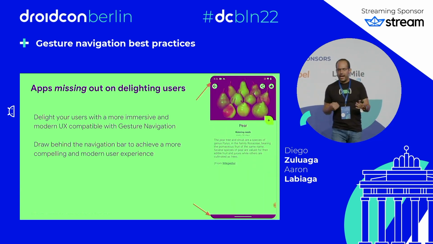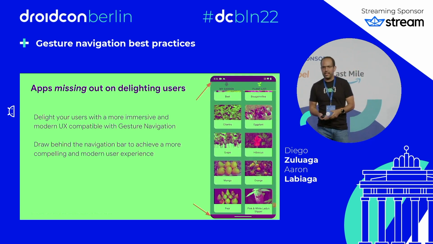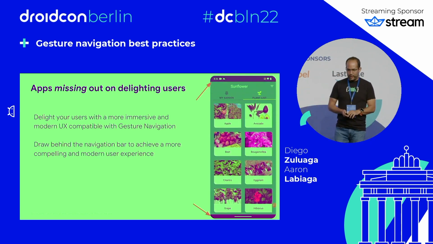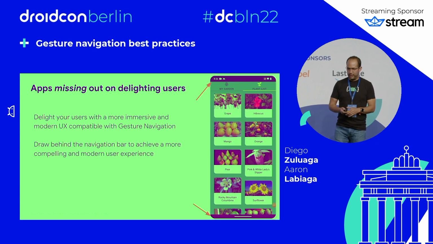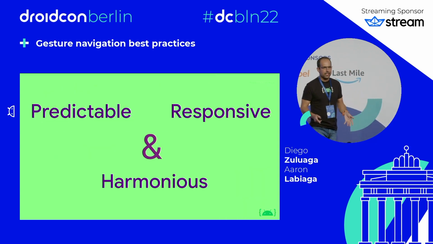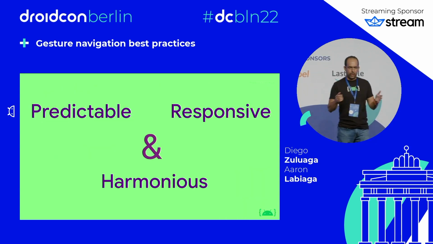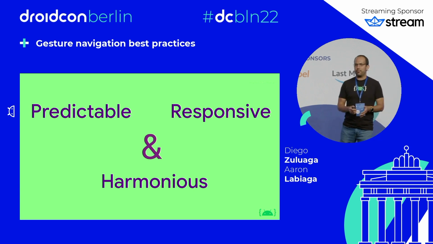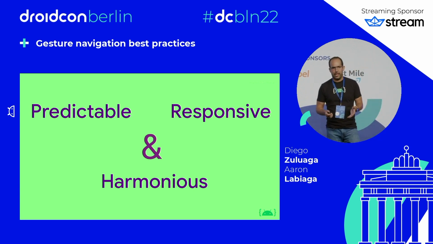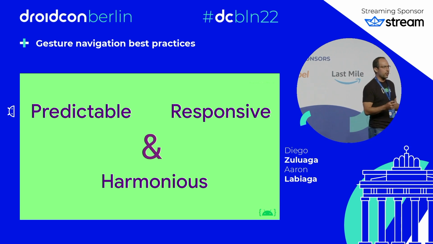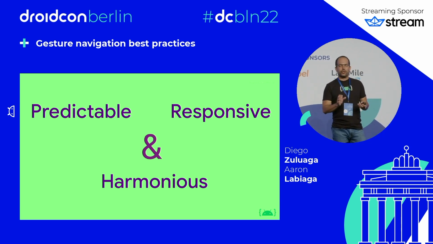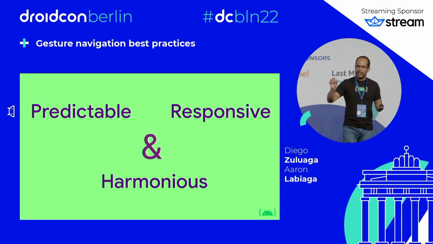So drawing behind the navigation bar and the status bar is actually something that we want to promote more intentionally. All right, in the end, the theme that we're currently working on is about developing experiences that are predictable, responsive, and harmonious. Predictable, we mean that users shouldn't have to wonder what's going to happen when I hit that back gesture. I should be able to learn exactly where I'm going to land, even before committing that action, right?